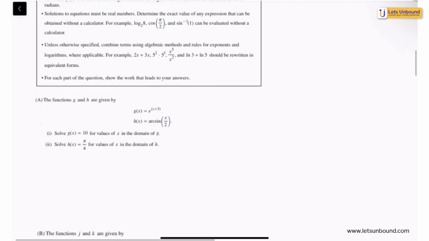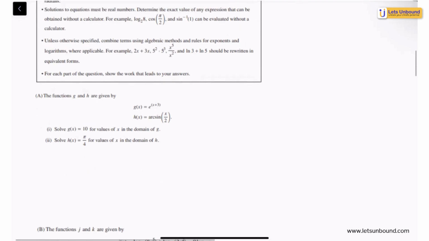The first part of the question says g and h are defined by g(x) equals e to the power x plus 3, and h(x) is defined as arcsine of x by 2. For the first part, we need to solve for g(x) equal to 10. Let's see how we should be able to solve for g(x) equal to 10. So for g(x) equal to 10, we substitute e to the power x plus 3 equal to 10. Now to solve further, we have to use the inverse of e to the power x, which is ln x. So we say x plus 3 can be written as ln of 10.